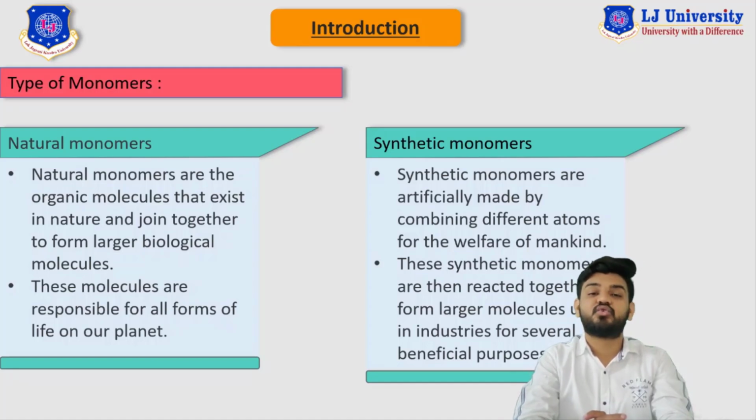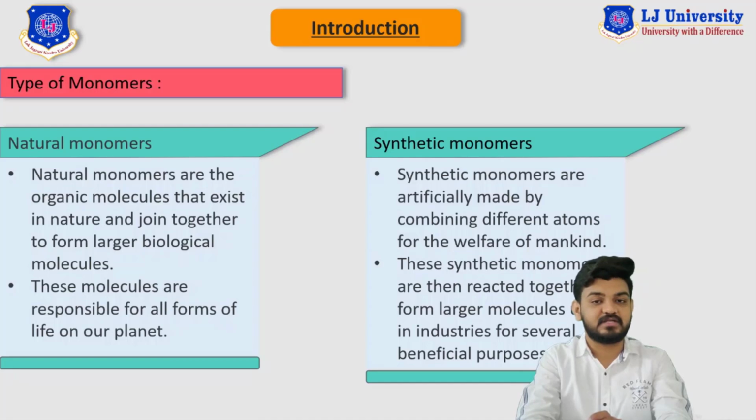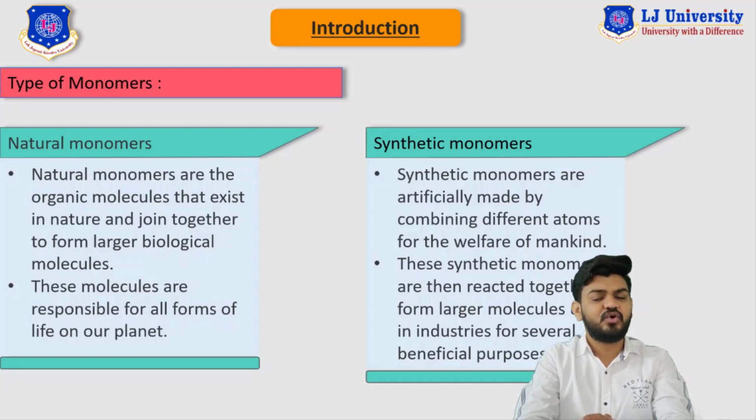Such monomers do not occur naturally on the planet. In fact, we artificially produce such monomers. The classic examples of synthetic monomers are ethylene and styrene. These synthetic monomers are reacted together to form large chains of molecules that are used in industries. So this was the small classification of natural and synthetic monomers.